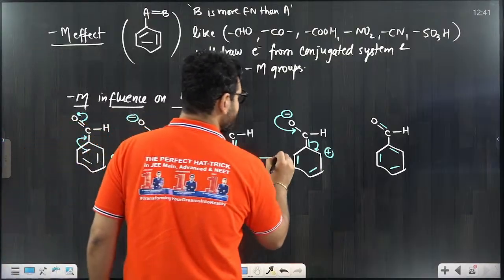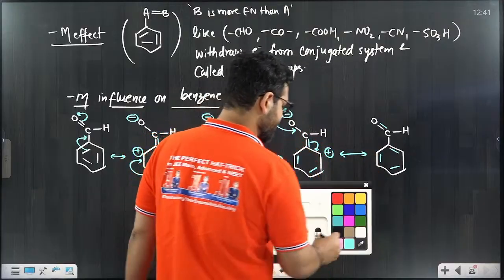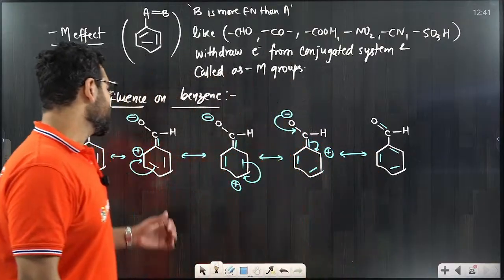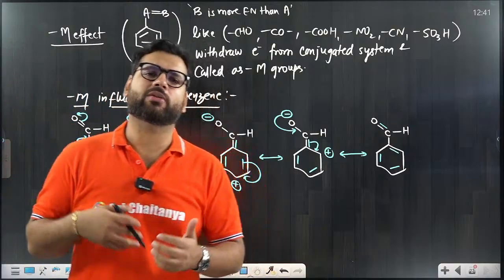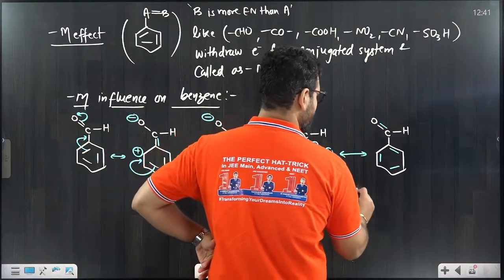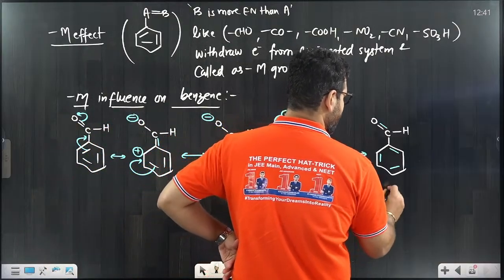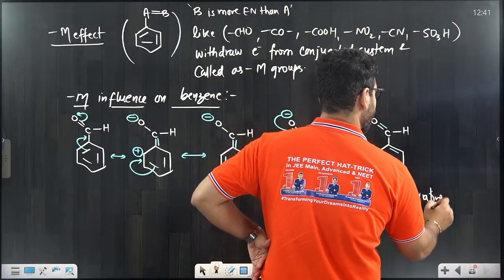So phenol also has 5 resonating structures. Benzaldehyde also has 5 resonating structures. Here you can see positive charge is created on the benzene ring, means benzene is becoming electron deficient. So they are ring deactivating in nature. Minus M groups are ring deactivating in nature.